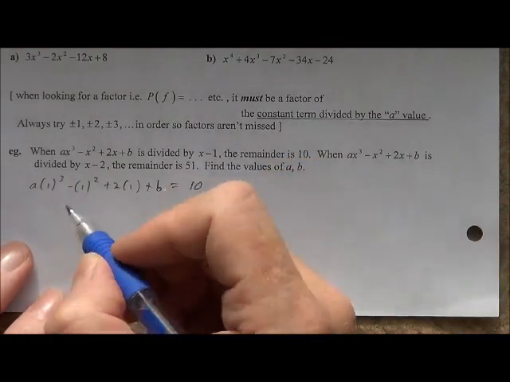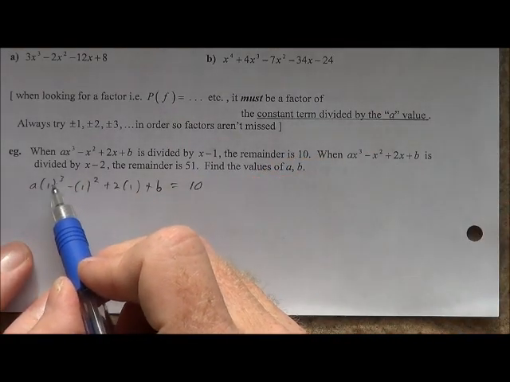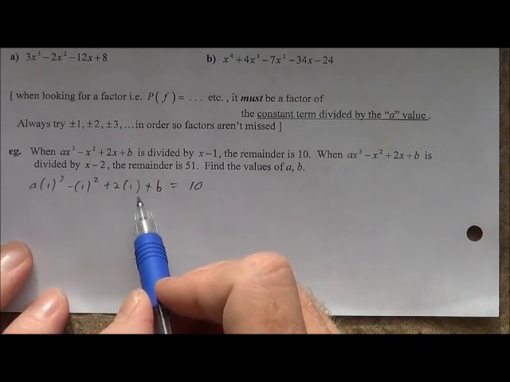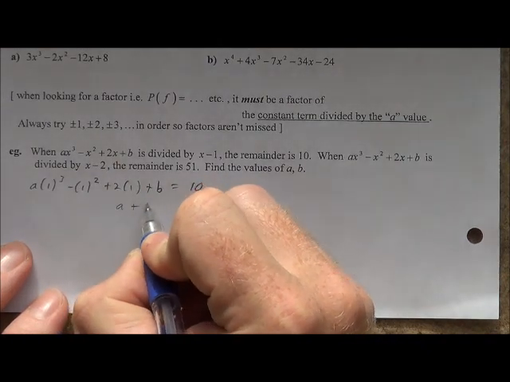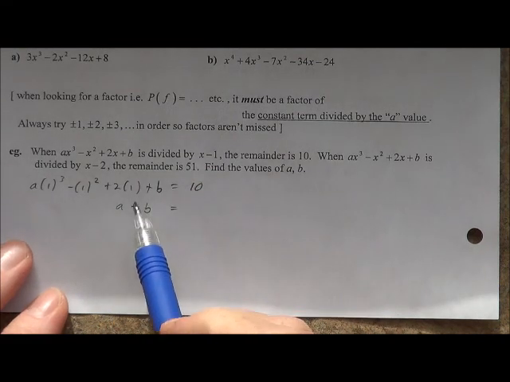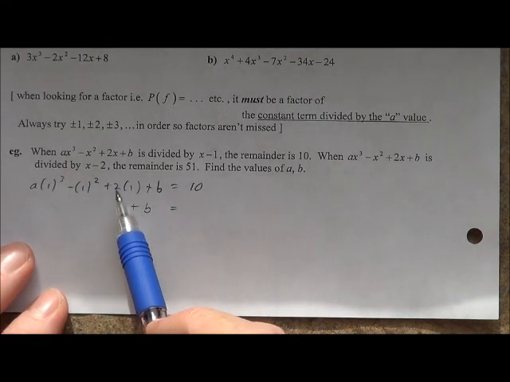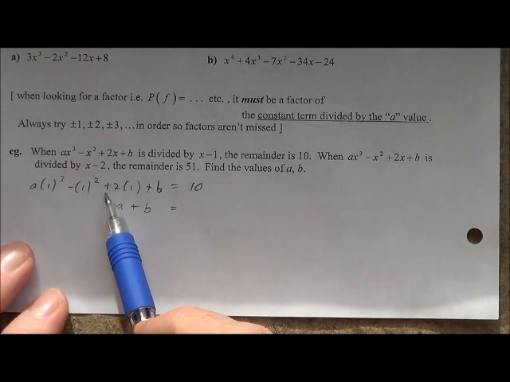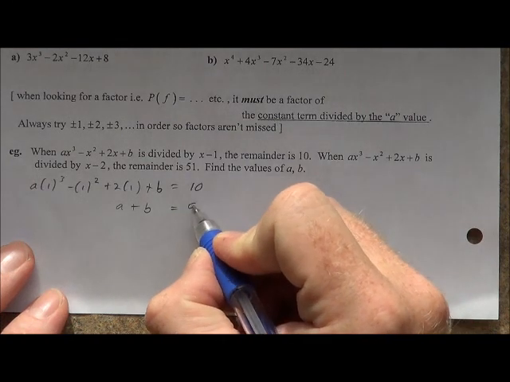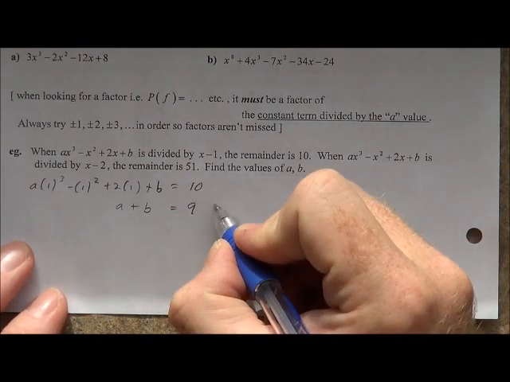So then we work all this out, so we get 1 cubed times a is just a, plus b, so we have a plus b. And then we've got 2 minus 1, which is just 1. We subtract 1 from both sides, so we get a plus b is 9. So that's equation number 1.